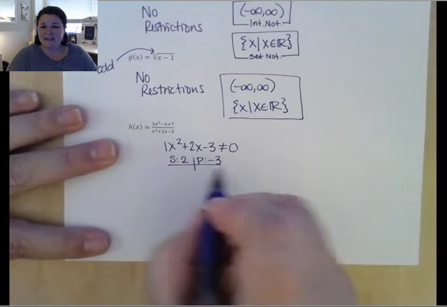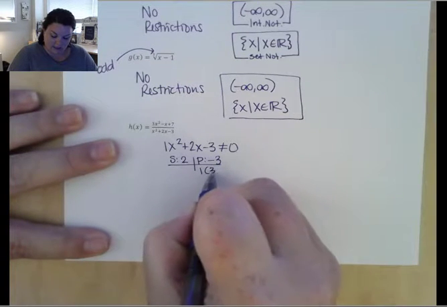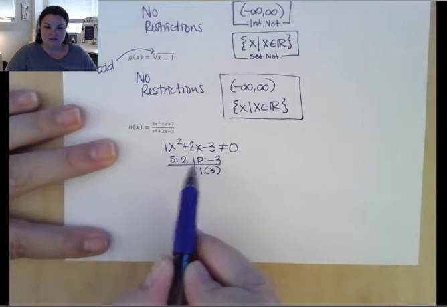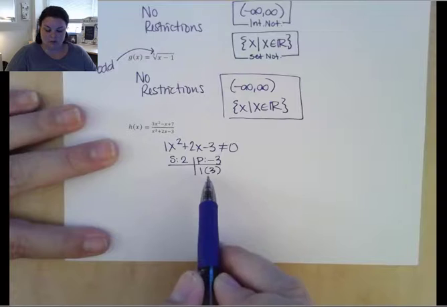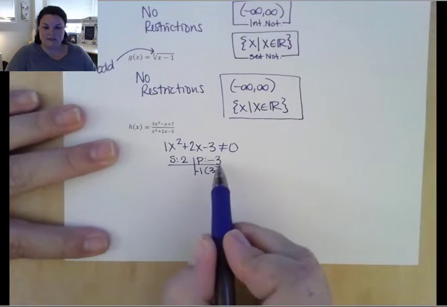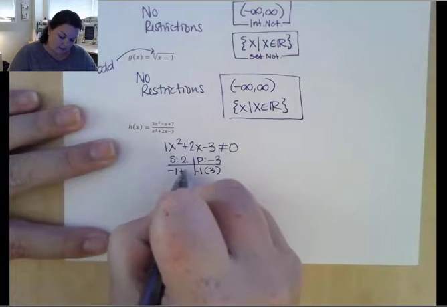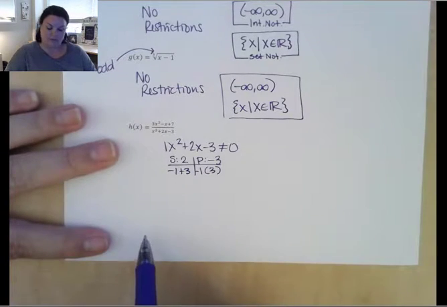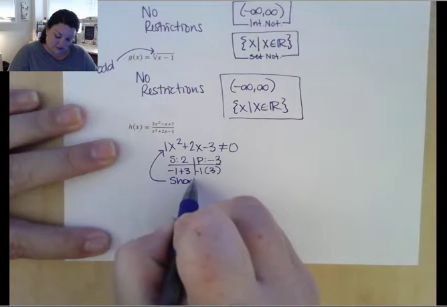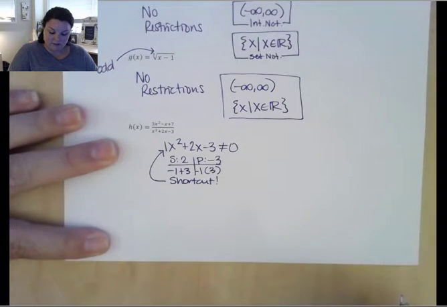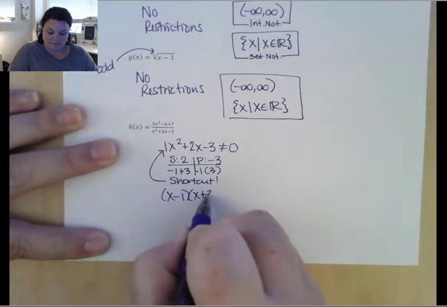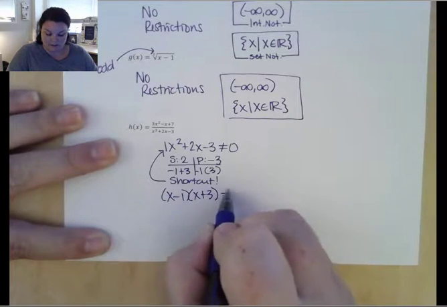So to multiply to get negative 3, I'm going to use 1 and 3, right? But in order to get a positive 2 when I combine them, I will need a negative 1. Negative 1 times 3 gives me negative 3, and negative 1 plus 3 gives me the positive 2 that I need. And then, because my leading coefficient is a 1, I can use my shortcut. So I know this is going to factor into x minus 1 and x plus 3.